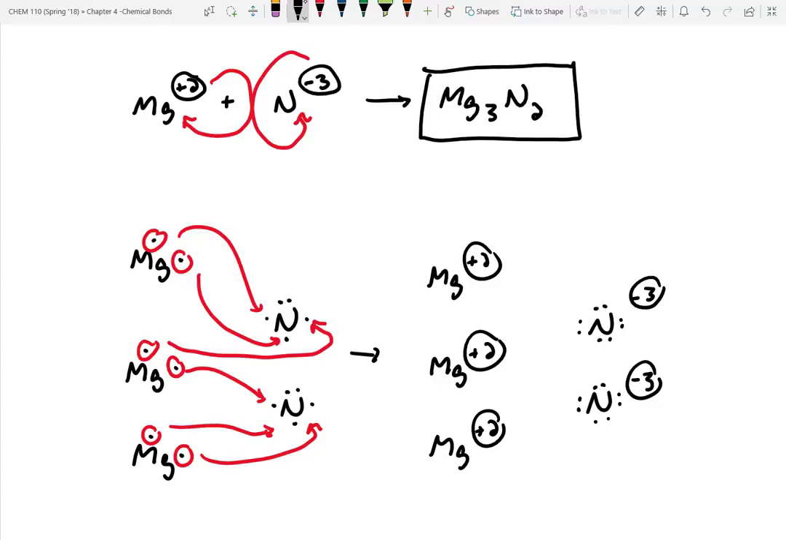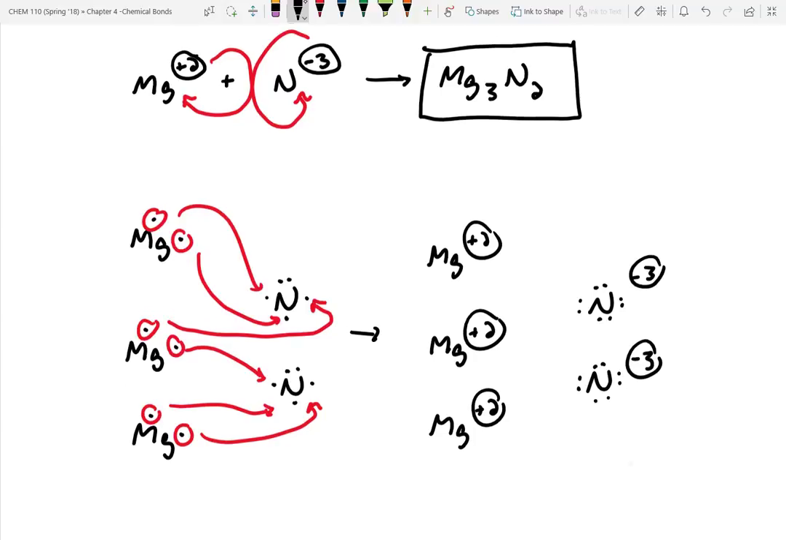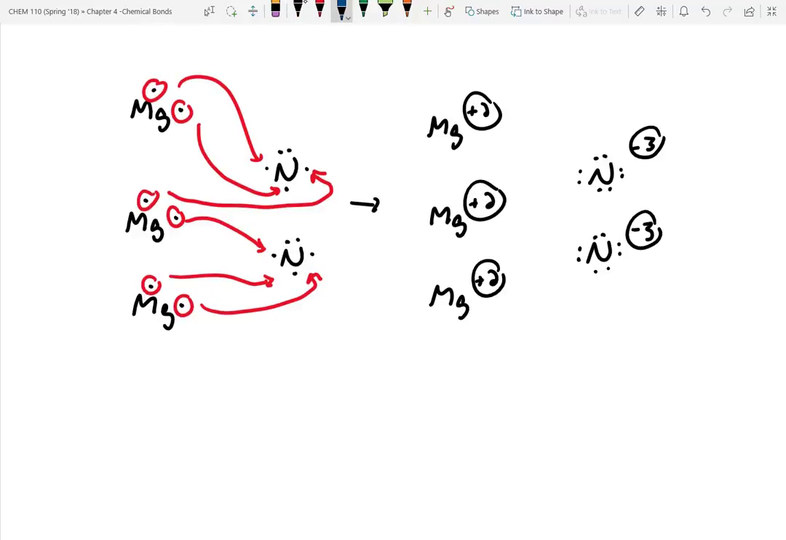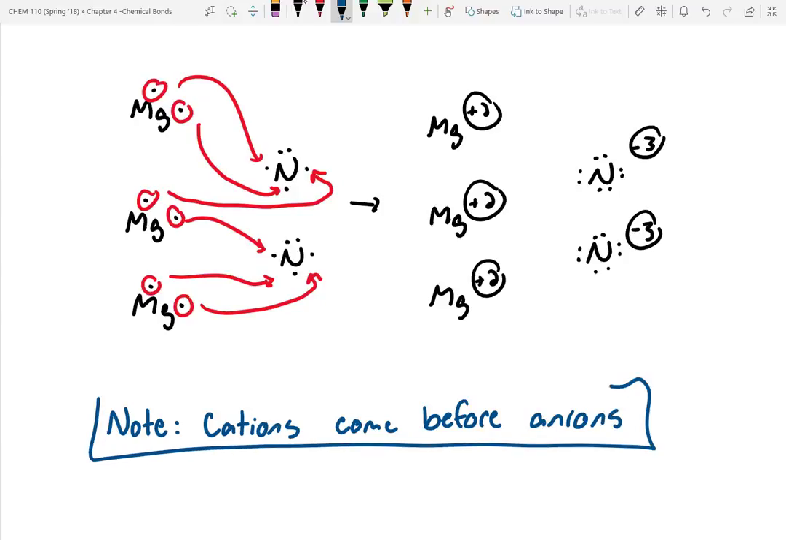Students will ask me, why don't we do nitrogen first, followed by magnesium? It's general convention to always put your cation first. So let's make a note of that too. Cations come before anions. And this is true throughout chemistry. It's just the standard way everybody's done it for a while. Does that make sense?